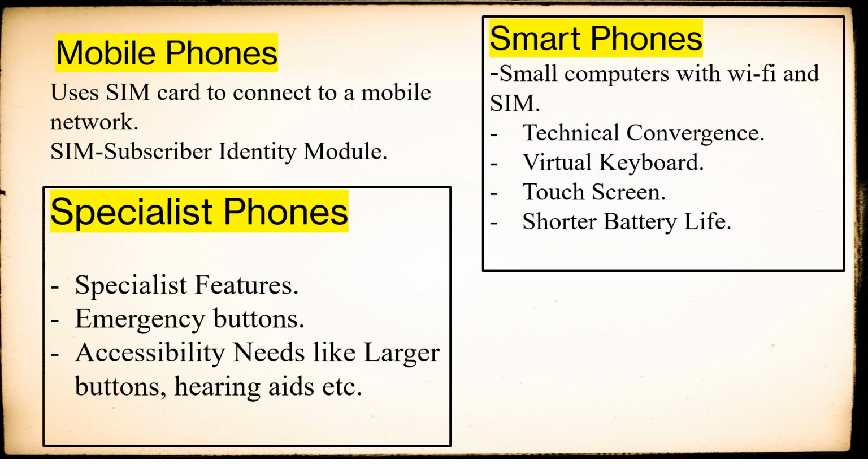Then accessibility needs. A specialist phone can be customized and prepared for accessibility, like if you need larger buttons, a larger screen, a voice recognition system, hearing aids, or you need the phone to read aloud the text, contents or messages, or read aloud the incoming caller's name. All those features are available, and such kinds of phones are known as specialist phones.